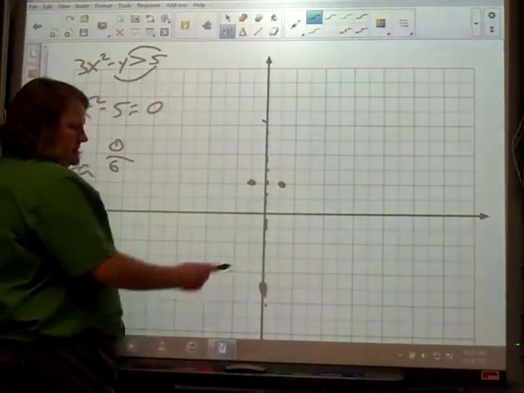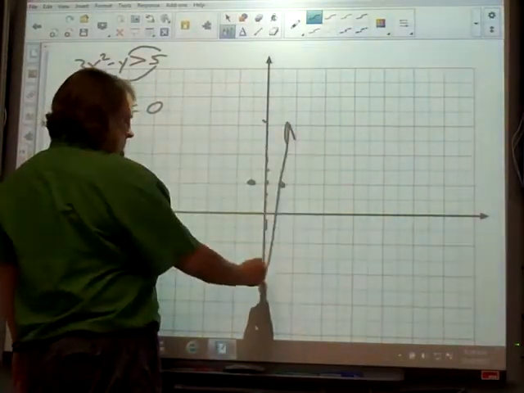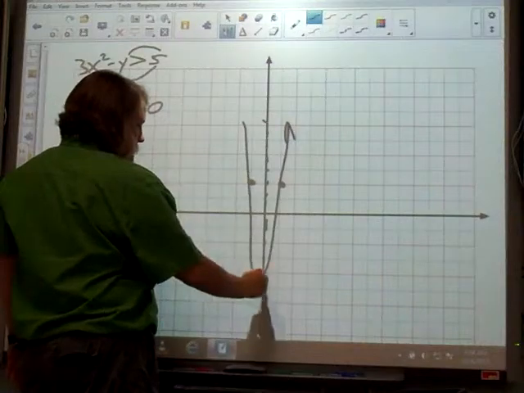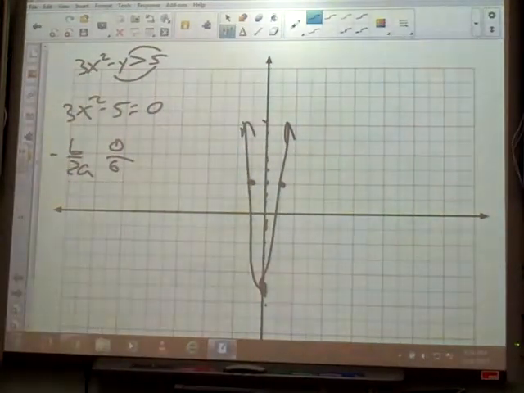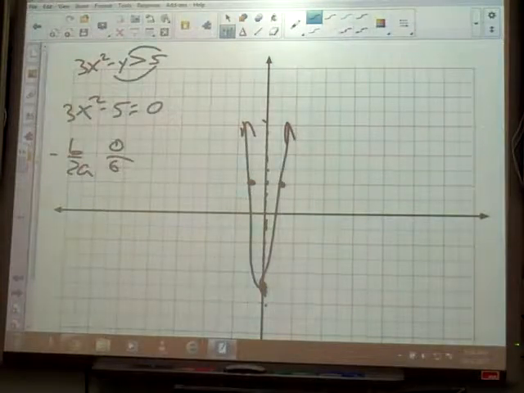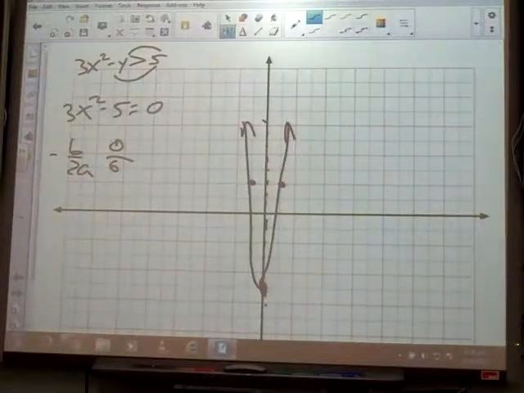I made the skinniest parabola I've ever made. Alright, we get something similar to that. The spacing on your paper, they counted by 2s, it looks like. So if you ever need to readjust the spacing they did, that's fine with me.